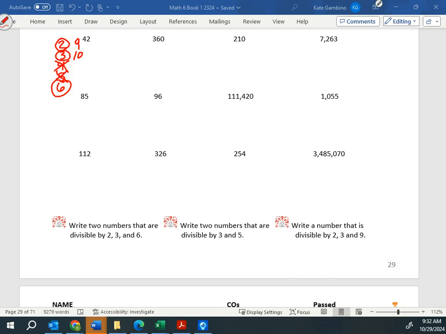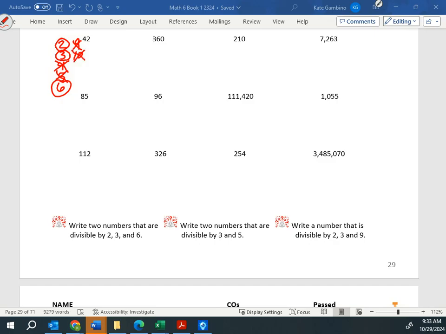Is it divisible by 9? Thoughts? Adeline shaking your head no. Why? If you add them up, 4 plus 2 is 6. We can't divide 6 by 9 and get a whole number. Is it divisible by 10? Why not, Emma? It doesn't end in a 0.